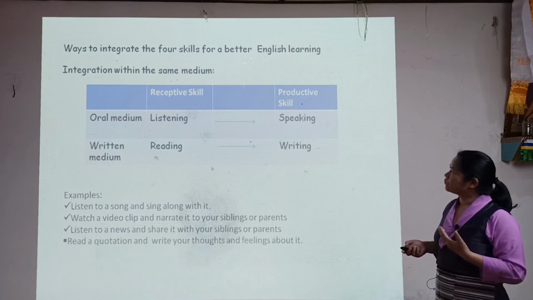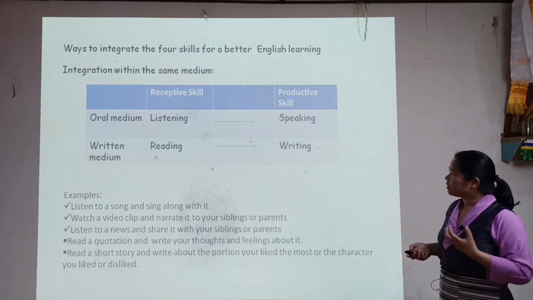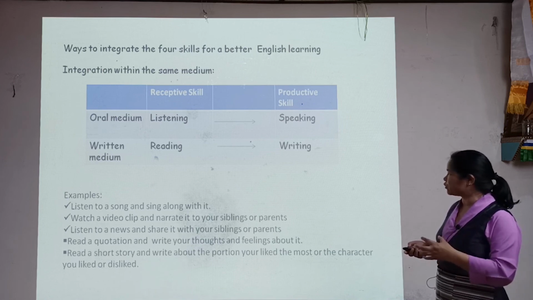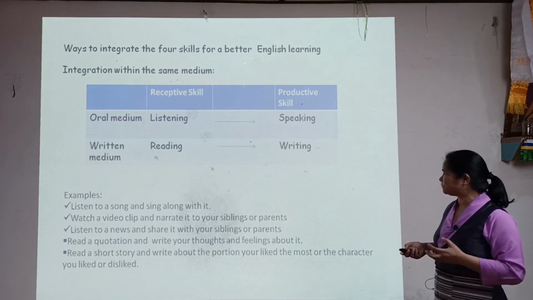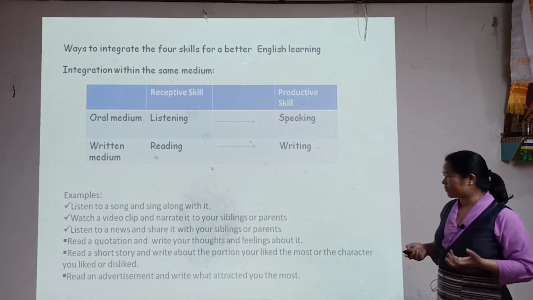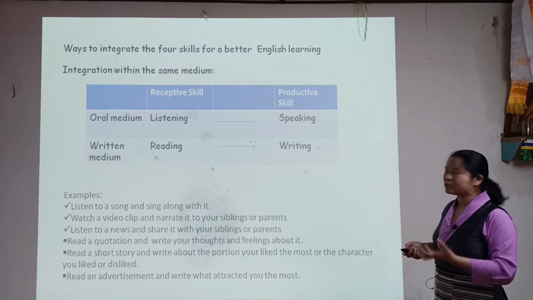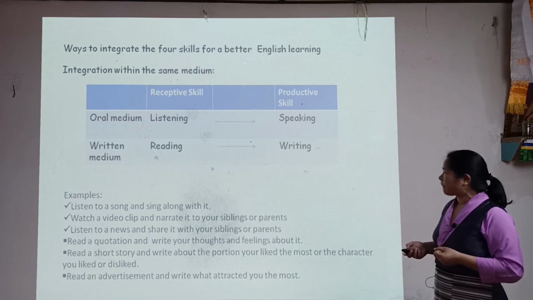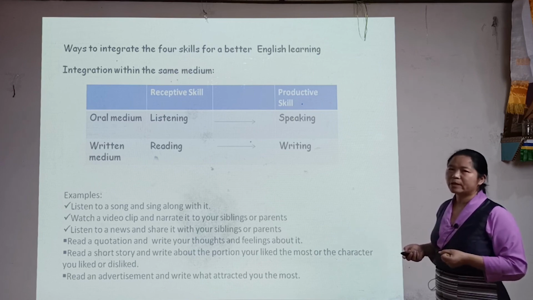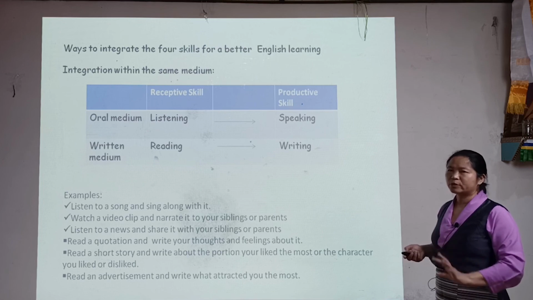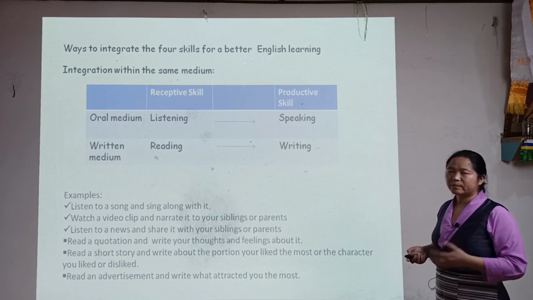Then for the written medium, read a quotation and write your thoughts and feelings about it. Read a short story and write about the portion that you liked the most, or the chapter you liked or disliked. Read an advertisement and write what attracted you the most. There are many other ways of doing these activities at home. I hope this will help both the students as well as the parents in trying to develop their English.